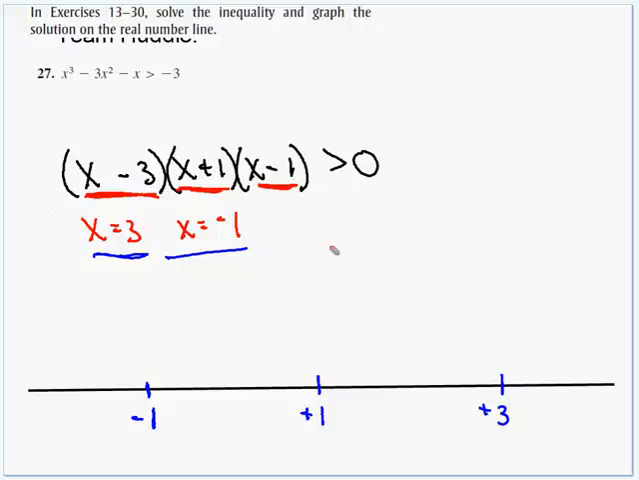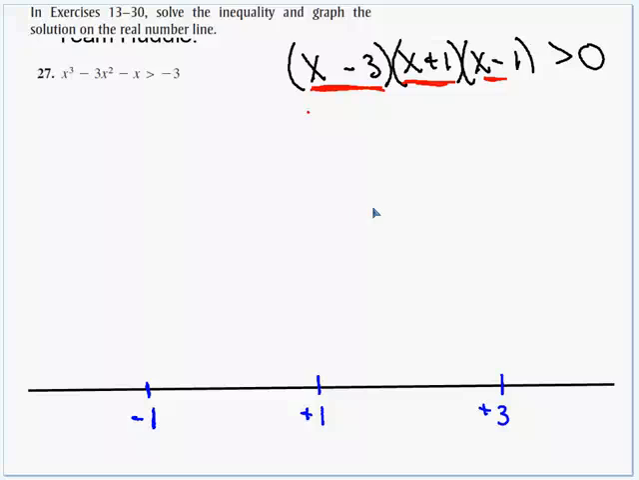Oop, I didn't want to erase all of that, because we can use this to test our intervals out nicely. Our first interval will be less than -1, or from -infinity to -1. A good number in there, I guess we could use -2. If I plug in -2, -2 minus 3 is a negative number. -2 plus 1 is also a negative number. -2 minus 1 is another negative. Negative times negative is positive, times negative is negative. Is a negative number greater than 0? No. So this is not going to be part of our solution set.